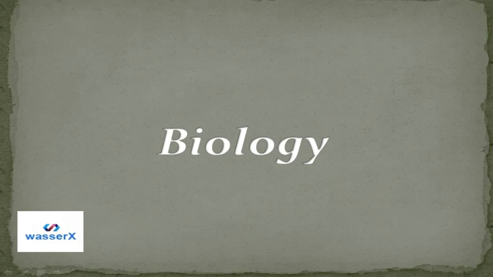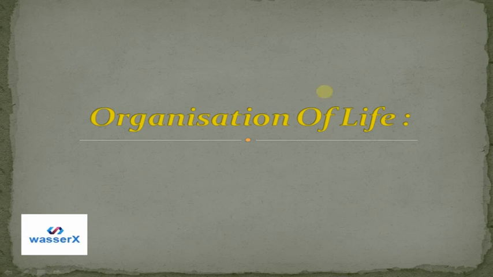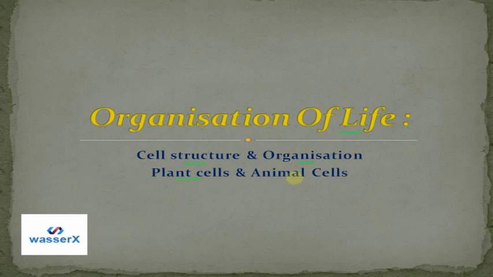Hi everyone. Today we will be studying the subject biology, and the unit that we will study today is organization of life. And in this video we will try to see a few things. Which few things? First, we will see what is the cell structure and organization. Next, what are the plant cells and what are the animal cells. Then what are the different cell organelles which are present in animal cells and which are present in plant cells.